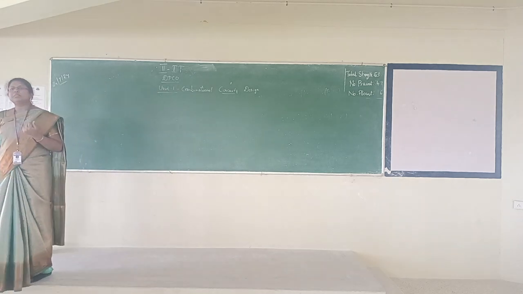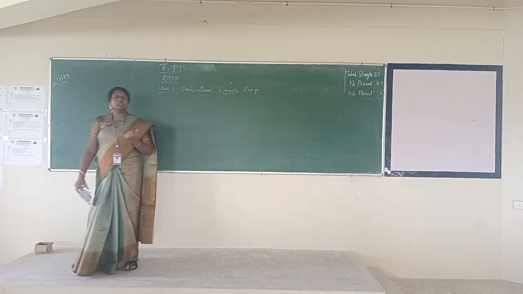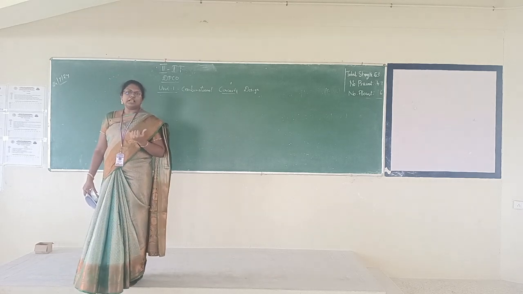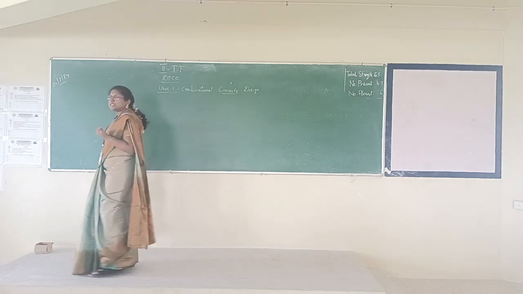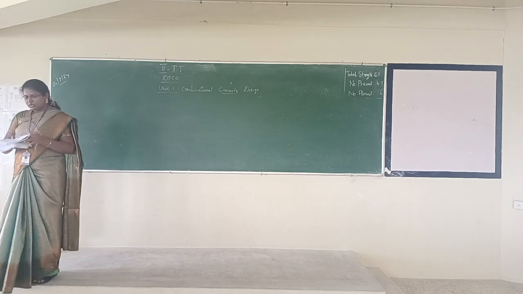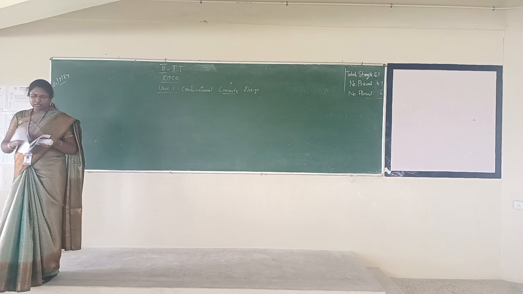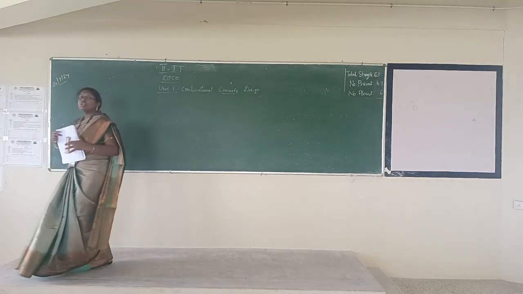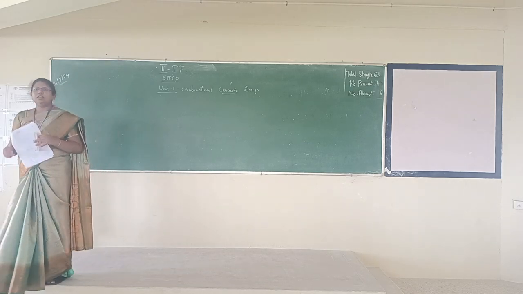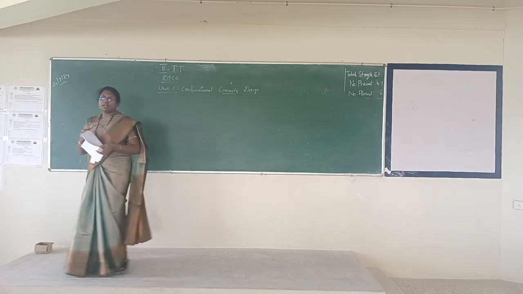Next is the simplification by using K-map. Then we derived the expressions for sum as well as carry for the half adder and full adder, right? So what's the expression for sum for the half adder? A XOR B. Then for carry, A AND B. Then we have drawn the logic diagram for the half adder, right?